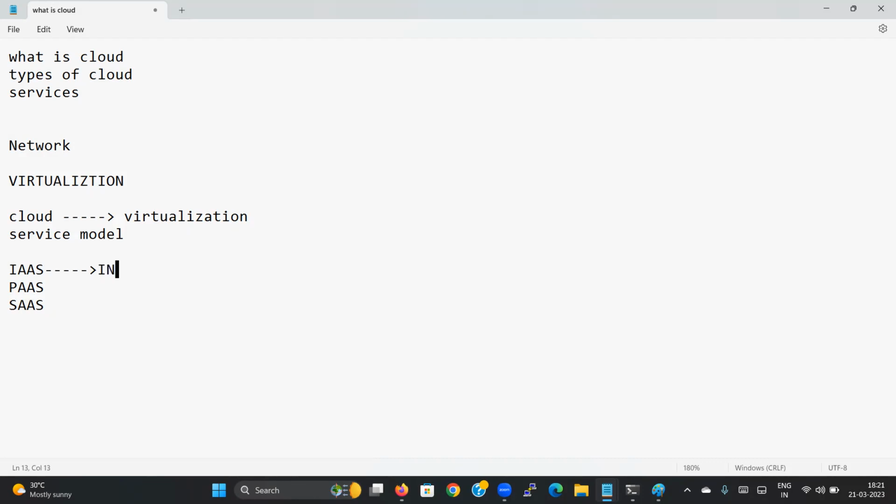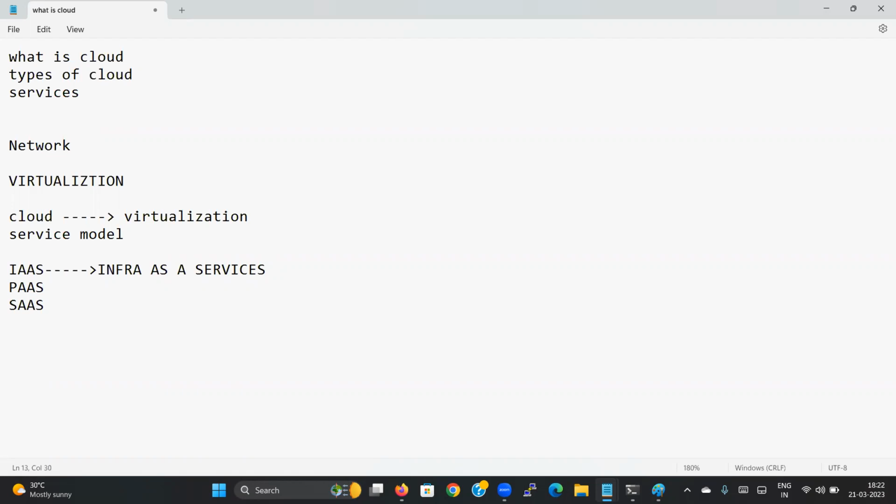So IaaS means infrastructure as a service. What is the meaning of this? It means the service provider, whoever the cloud service providers are, AWS, Azure, GCP, Oracle, VMware, these all come under the cloud service providers. IBM is also one of the cloud service providers.